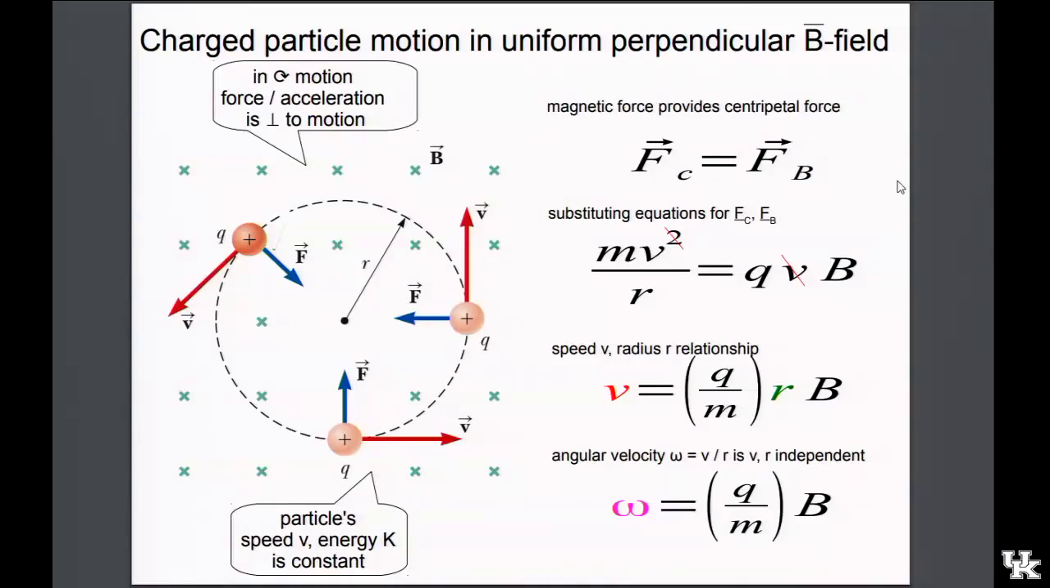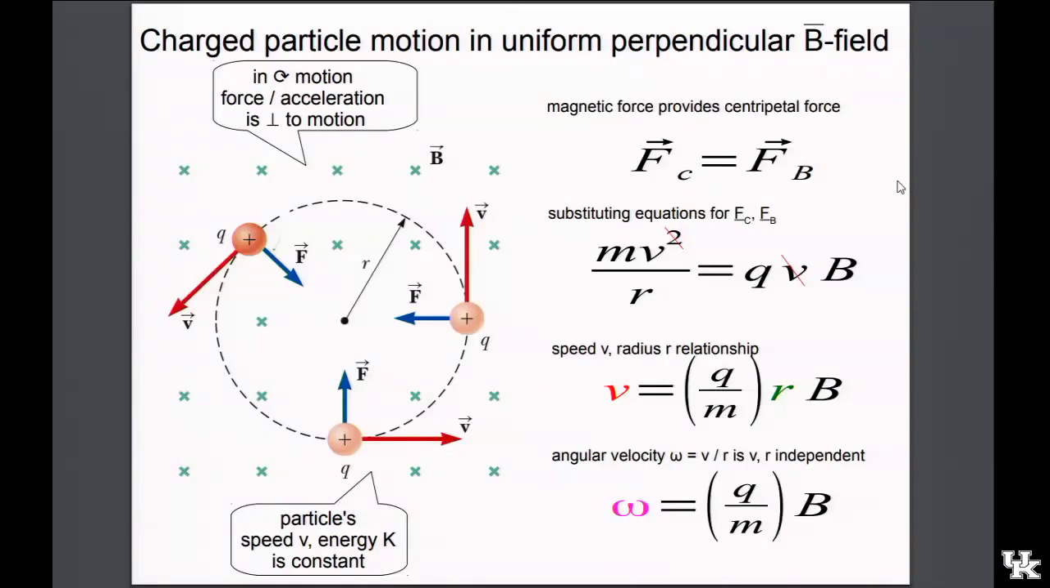We can figure out the details of the circular motion based on that understanding. So let's do that on the right-hand side here. The key idea is that this magnetic force on this moving charged particle in this uniform field is going to provide a centripetal force. Let's say that that force, FB, the magnetic force, equals that centripetal force, FC. That's what I started with upstairs here. The magnetic force is providing the centripetal force.